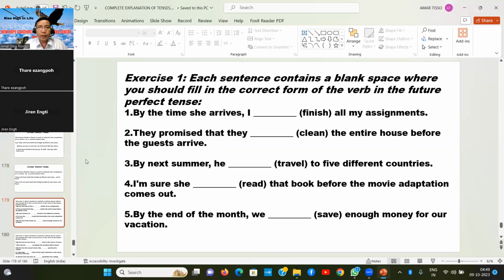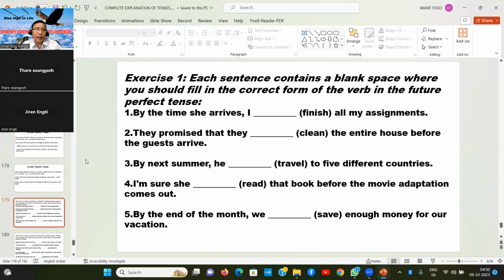So let's do some exercises for more understanding. Each sentence contains a blank space where you should fill in the correct form of the verb in the future perfect tense. In the future perfect tense, the tense which we have learned just now, we have to use the verb in that form and fill up the blank. They have given us the base verb there, finish, in the first one, but we have to use the correct form of the verb. So number one, let's start.